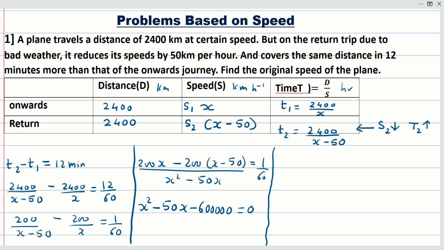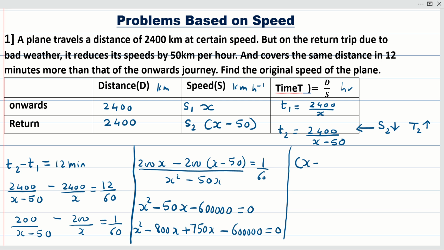We'll split the middle term. The factorisation comes to x square minus 800x plus 750x minus 600000 is equal to 0. Let us find the factors. On solving this, we get two factors, x minus 800 and another factor x plus 750 is equal to 0.